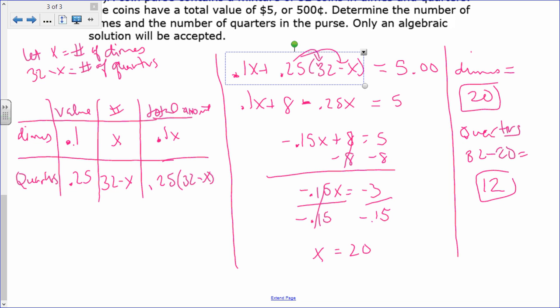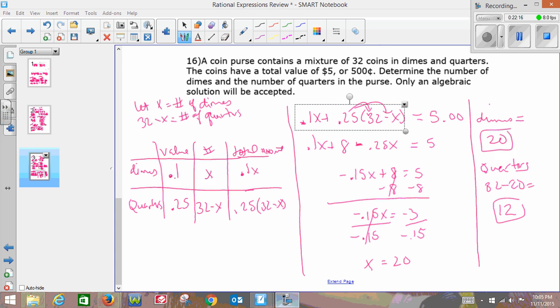Oh, I see I made a little mistake on the answer sheet. I said it was 32 minus 20 equals 32, and it should be 12. My mistake. I apologize. All right, and that is it. Good luck on your test.